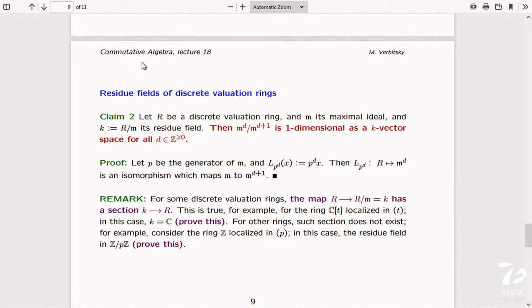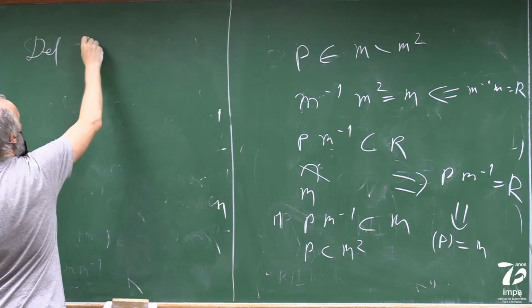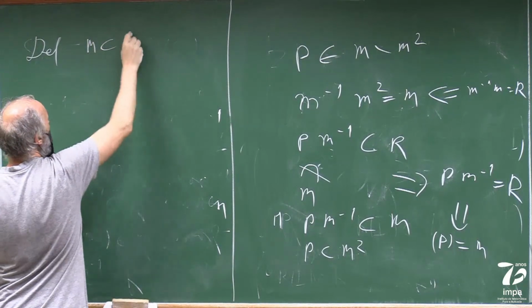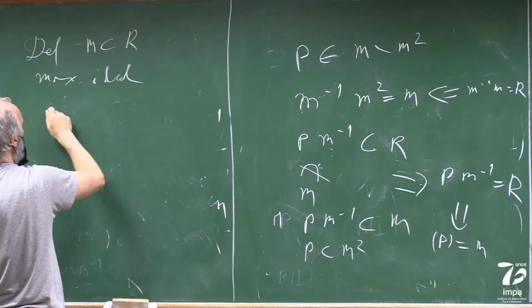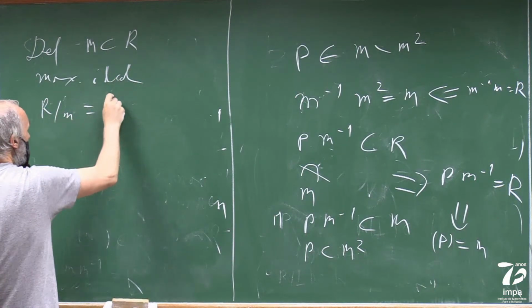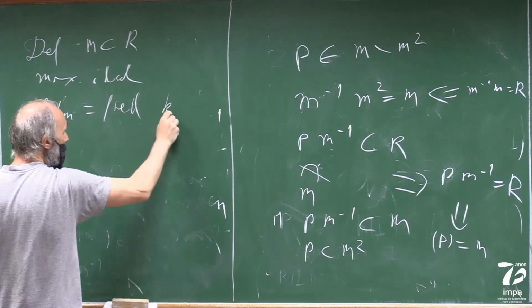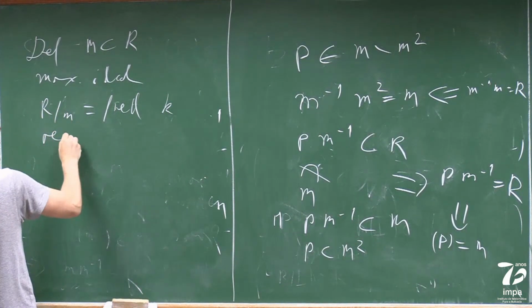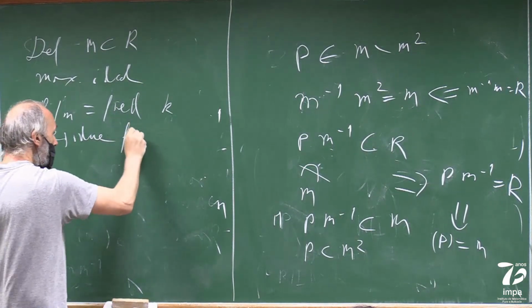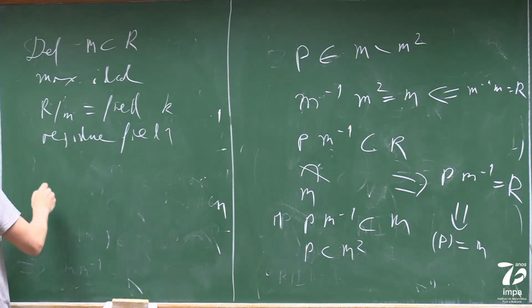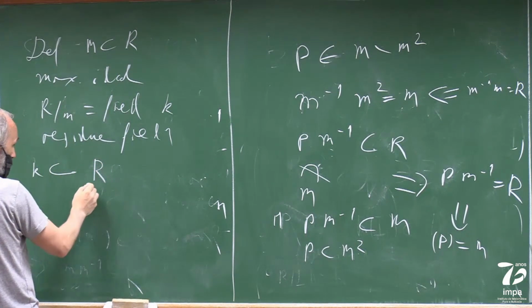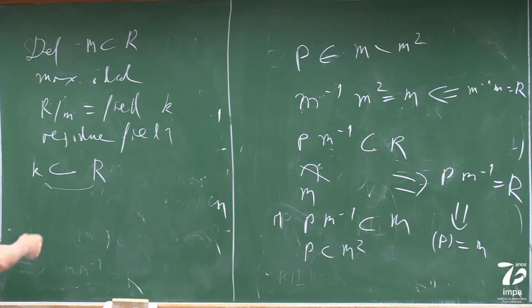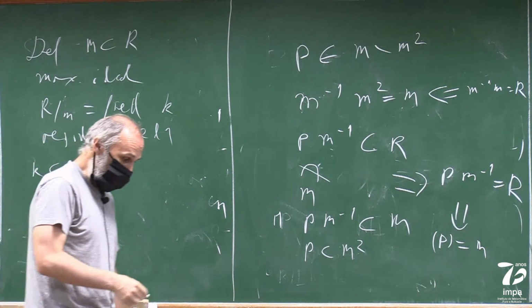So look, let's define the residue field. Definition: you have M inside R, the maximal ideal. You have R over M, which is a field, called the residue field. Sometimes K is embedded into R as a section. So you have this embedding, and the projection is an isomorphism.